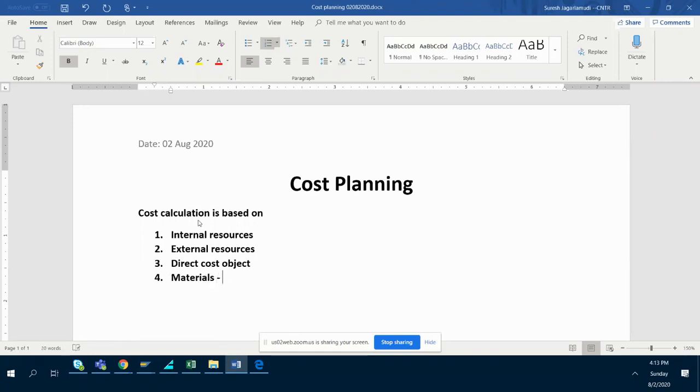Materials could be with material master or without material master. Are you getting me? With material master and without material master. And again, for external resources there are two types: just a text service, and service master. So fundamentally, these factors will influence all your cost calculation.